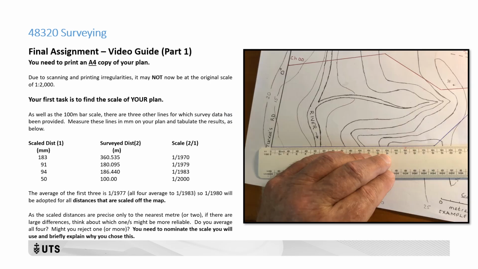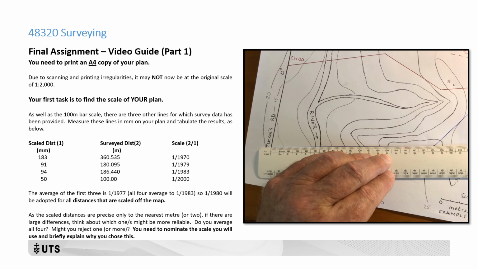The first thing you need to do is print a copy of your plan. Now we've drawn it at a scale of 1 in 2000, but once it's been scanned and then printed and downloaded and printed again, you may find that it's not at the original scale. So the first thing you need to do is basically exactly the same as you did in your contour assignment. Work out what's the scale of your plan.